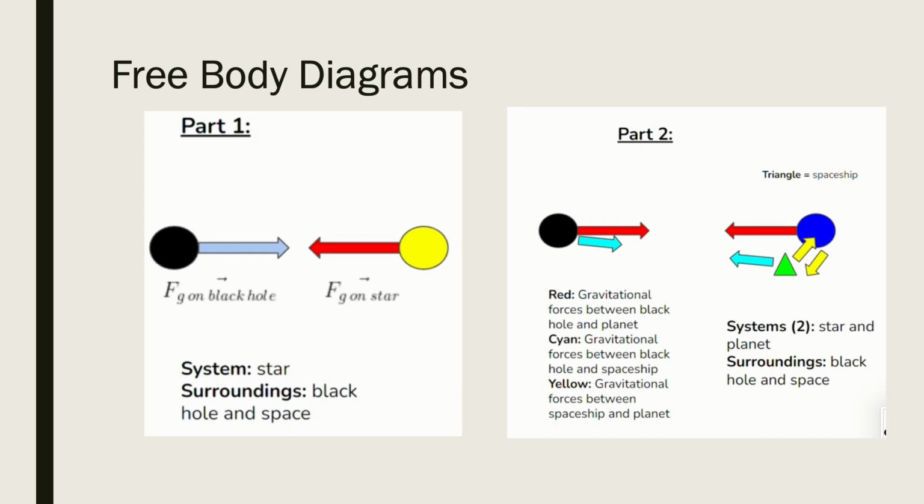The free body diagrams for Part 1 and Part 2 of the lab are shown. In Part 1, the gravitational force on the star is used to find the mass of the black hole. In Part 2, multiple gravitational forces are used to find the initial velocity. The system in Part 1 is the star and the surroundings is the black hole. In Part 2, the system is the spaceship and planet, and the surroundings is the black hole.